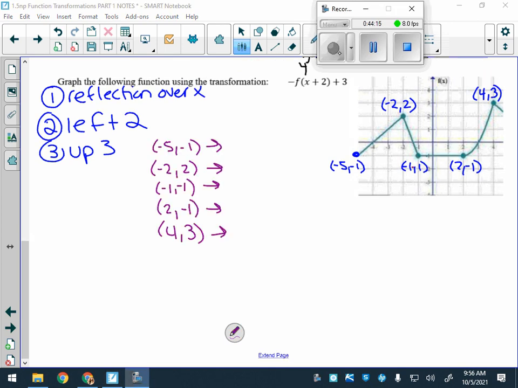So, for negative 5, negative 1, what would be your new point? Josh? Negative 7, 4 is correct. How many of you did have that? Good. Negative 2, 2. Jason? Negative 4, 1. Good. Then we have negative 1, negative 1. Josh? Careful.